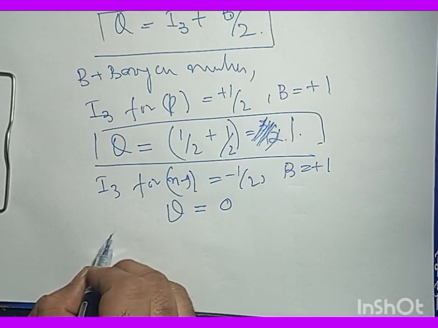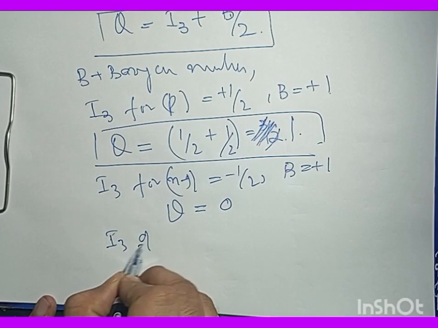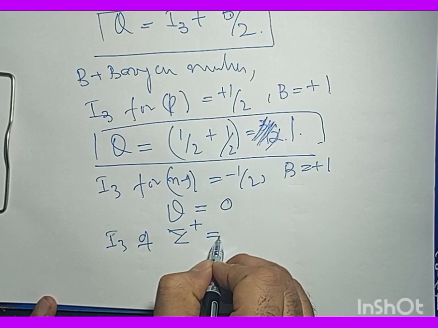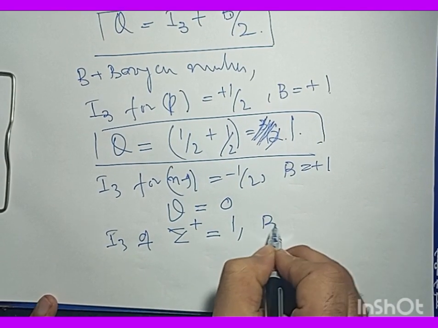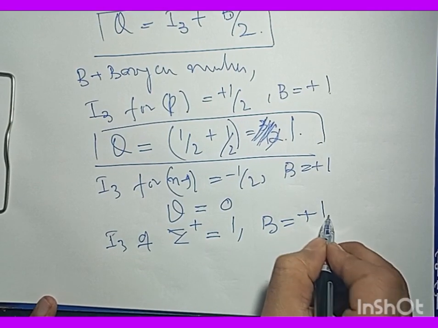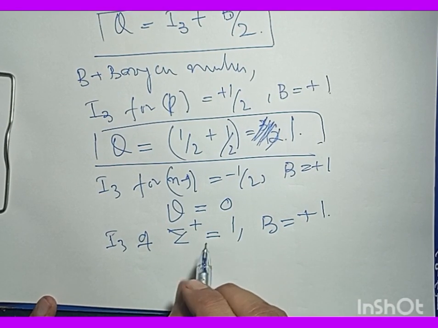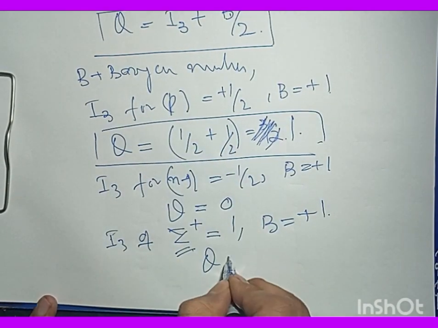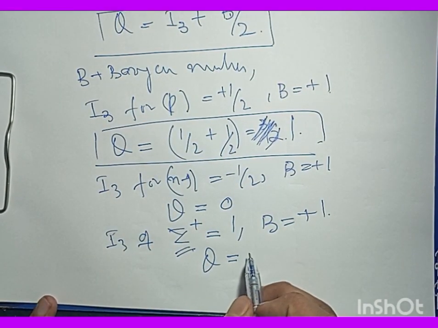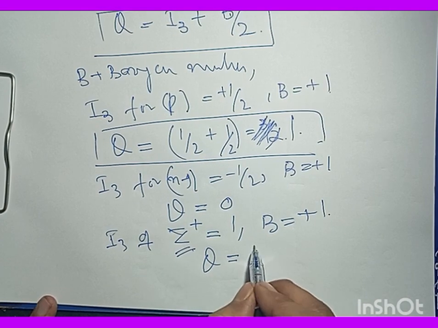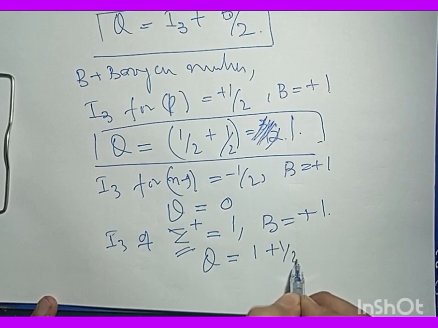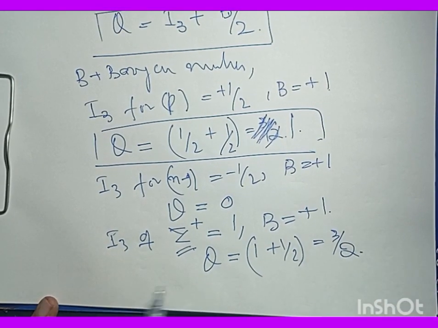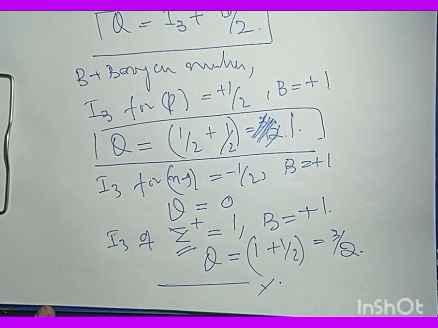And similarly, suppose I take the I3 of sigma positive. The I3 of this sigma positive is 1, and the baryon number is plus 1. So what's going to be the charge of this sigma plus in view of this equation? So Q is going to be, I3 is 1 for it, this is 1 plus 1 by 2. So that's going to be 3 by 2. Okay. So that's it.